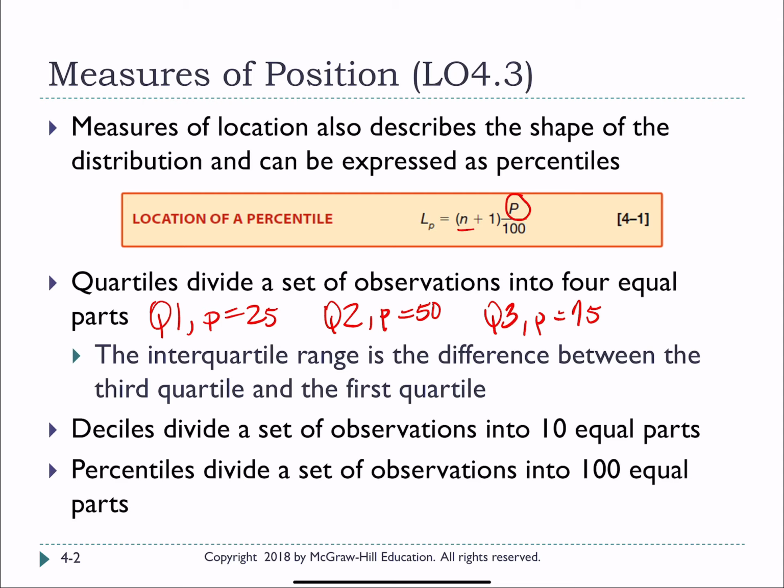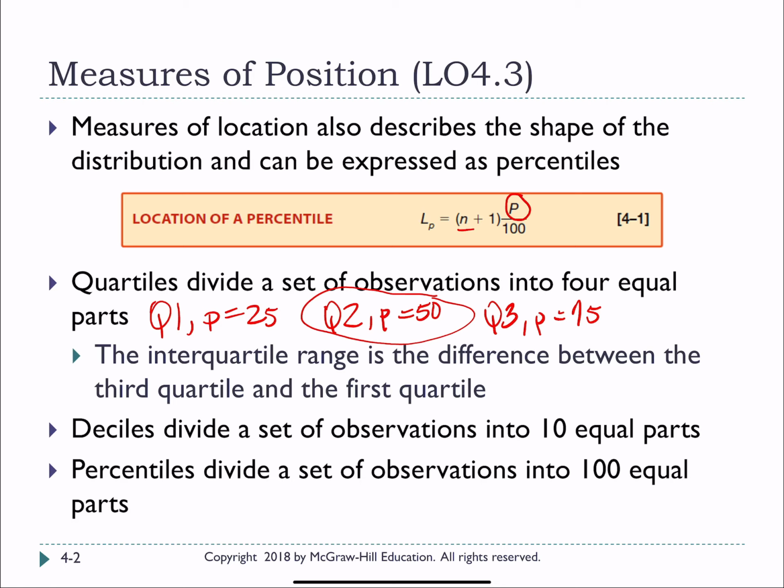Notice too that this formula for the location of a percentile helps us find our median, right? So quartile 2, using the 50th percentile, is going to help us find our median. Just like we mentioned in chapter 3, if we're trying to find the median value in a data set, we first have to put our numbers in order. So we need to rank them from smallest to largest.